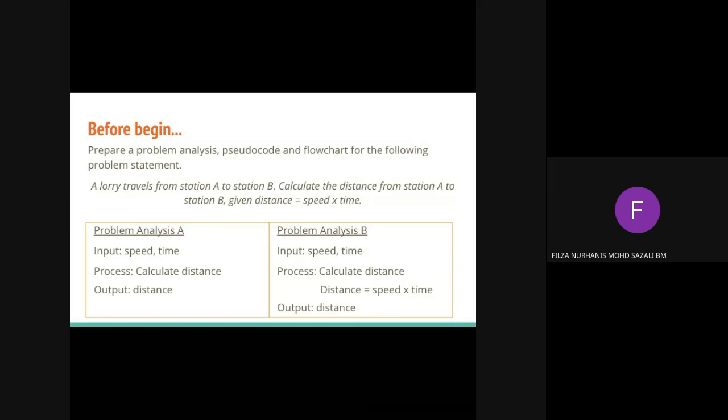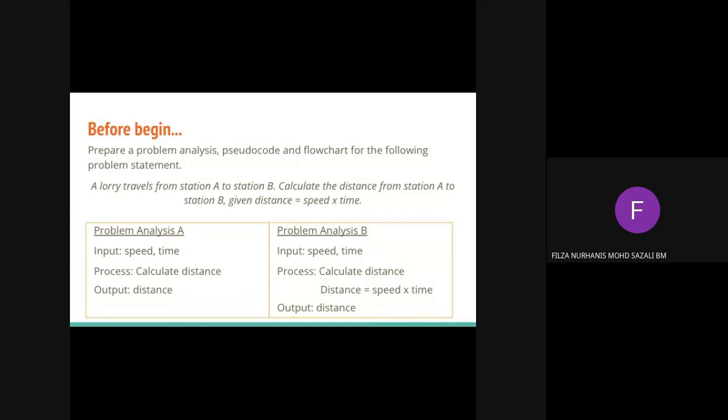let's just recap on what we have learned, okay, so far. Right, so this is a problem statement. A lorry travels from station A to station B, calculate the distance from station A to station B, given distance equals to speed times time. Okay, so there are two problem analysis here. Problem analysis A: input speed, time, process, calculate distance, output distance. Problem analysis B: input speed, time, process, calculate distance, distance equals to speed times time, output distance.